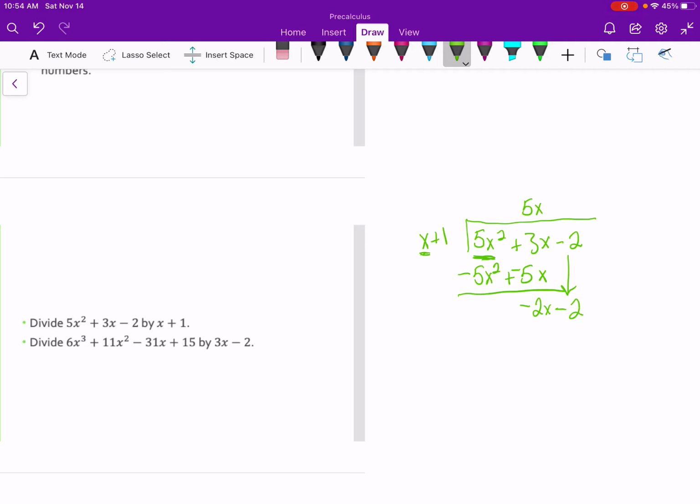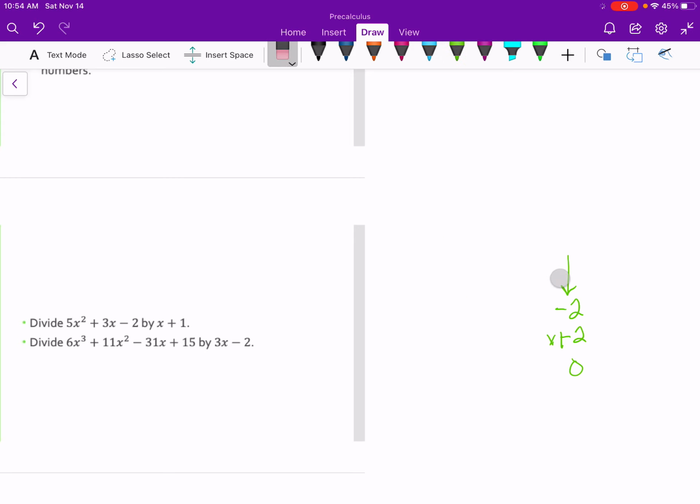Then we repeat the process. What do we have to multiply x by to get negative 2x? Well, I need to multiply by negative 2. So then we get negative 2x minus 2. Since we're subtracting, we're going to change the signs. And this one has a remainder of 0, so it works out that our answer, or our quotient, is 5x minus 2.